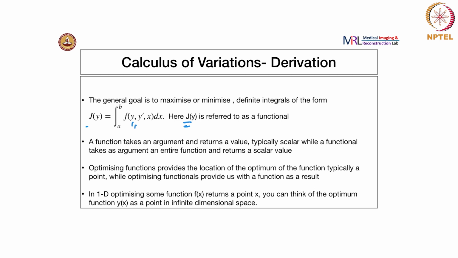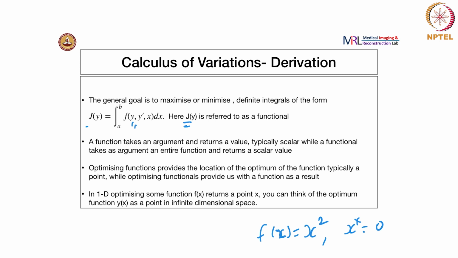When you optimize functions, what you get is the location of the optimum. So let's say f of x is x squared. The location of the optimum is x star equal to 0. That's where the function f of x takes its lowest value. In this case, when you optimize this functional, what you're trying to do is to estimate y, the function itself. So you want to estimate a function which will optimize this functional.